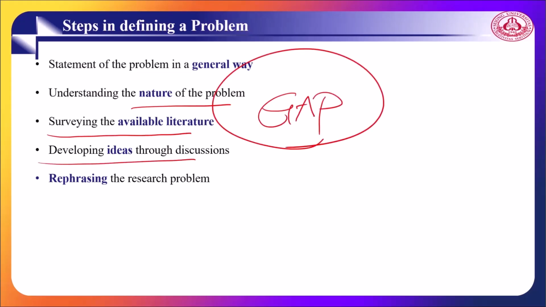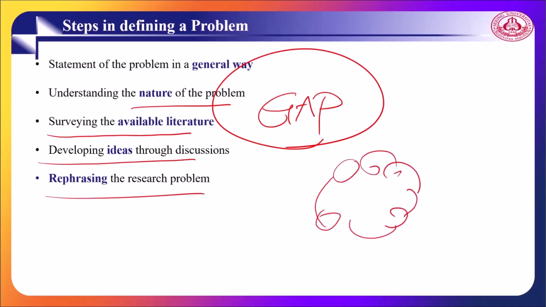Then we develop ideas through discussion. We engage in discussion with colleagues, experts, and stakeholders. This helps us to refine and develop ideas. Collaboration can provide new perspectives and insights that might not be apparent from individual effort. Working together in a network is the best solution. Do not work alone.